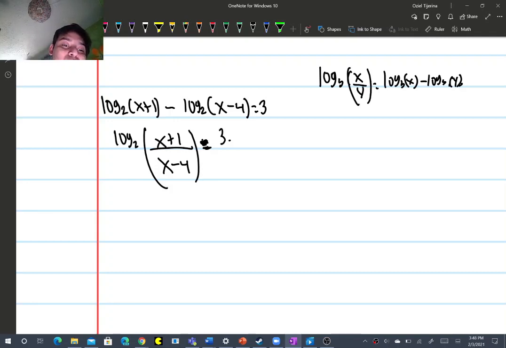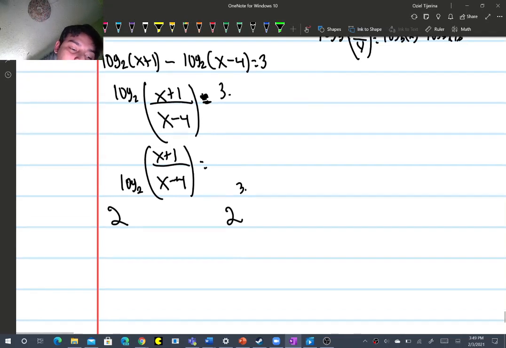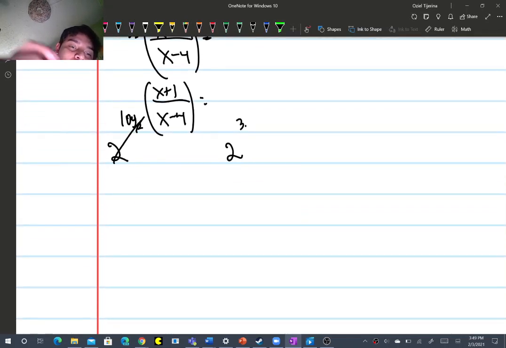Now you want the bases to be the same, right? So you're going to say 2 to the log base 2 of the quantity x plus 1 divided by x minus 4 equals 2 cubed. So this cancels out. You have x plus 1 over x minus 4 equals 2 cubed, which is 8.